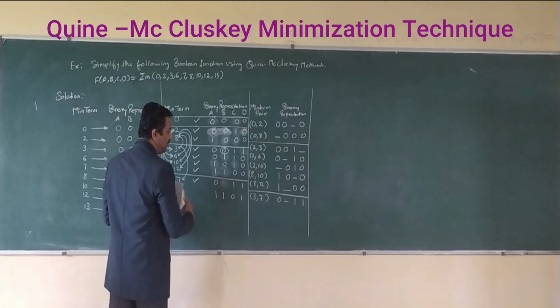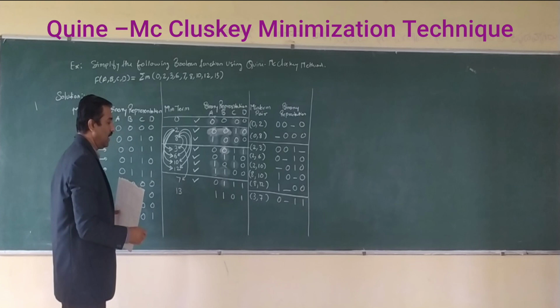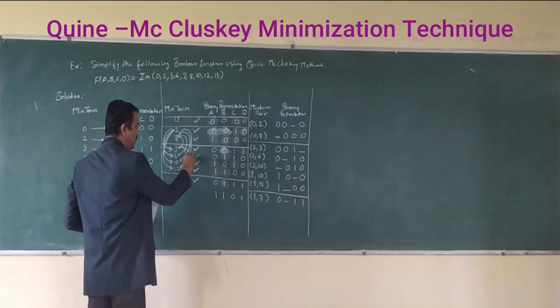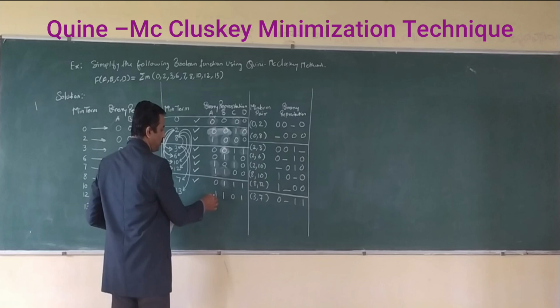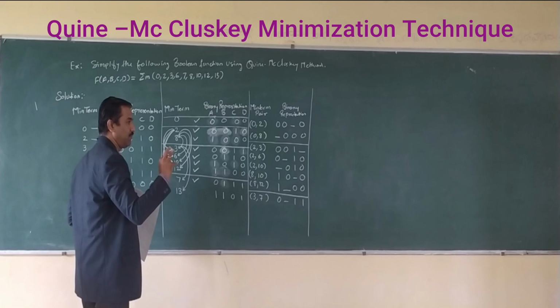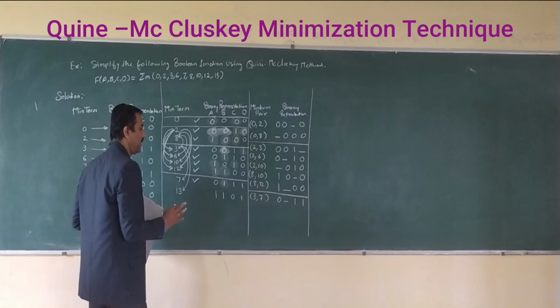Fine. Now, after comparing 3 and 7, now I compare 3 with 13. So when I compare 3 with 13, check out, first bit position is changing. Second bit position is also changing. So comparison of 3 and 13 is not possible because it is changing by more than 1 bit position. So 3, 13 is not possible. Only pairing was with 3 and 7. Now let me check out with 6 and 7.